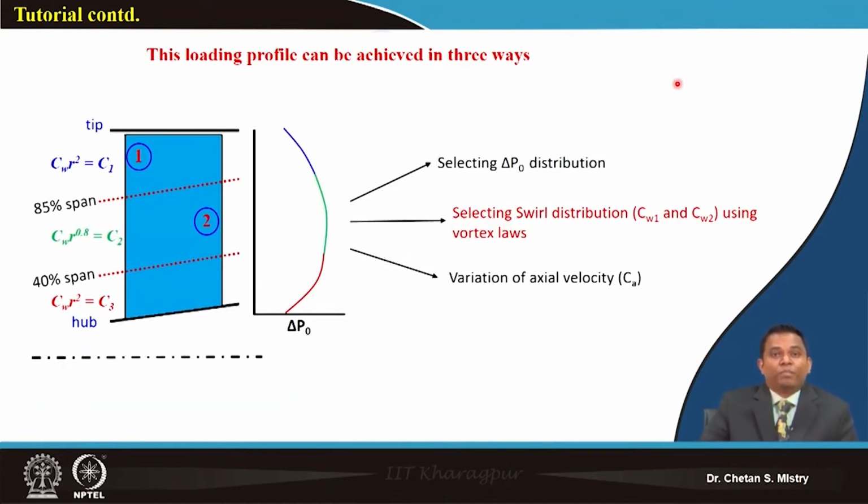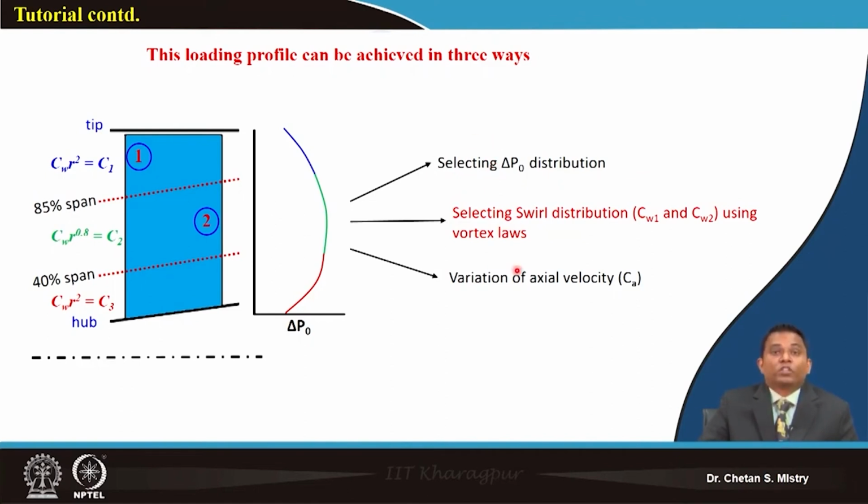The question may come in your mind, sir, in order to change this Cw, we have different possibilities. One, that I have discussed, is that you can assume Cw into r to the power n equal to constant. The second possibility is you can take the fundamental design approach where you will have your delta P0 distribution, but we have discussed that for many approaches. So at this moment we will not opt for this configuration.